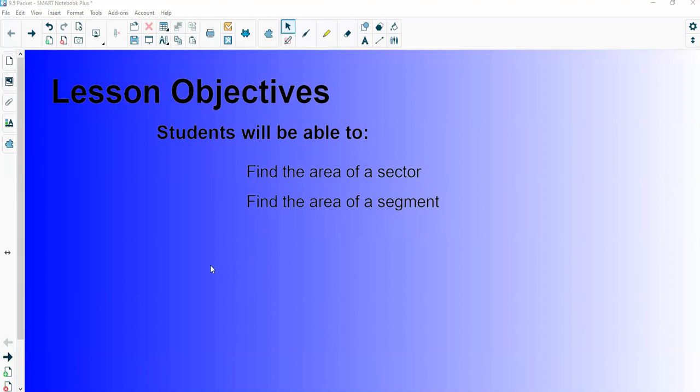Good morning, guys. This is chapter 9.5. Today we're going to be covering the area of sectors and the area of segments of circles. So here are your lesson objectives. Make sure you copy them down and let us get ready to go.